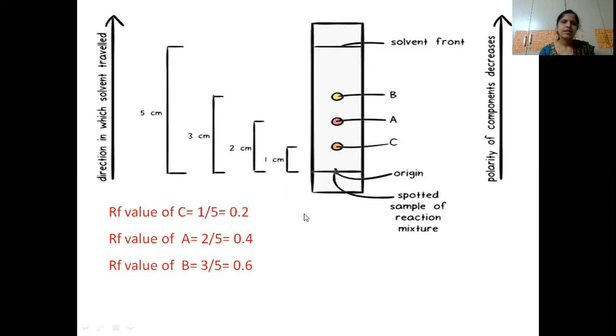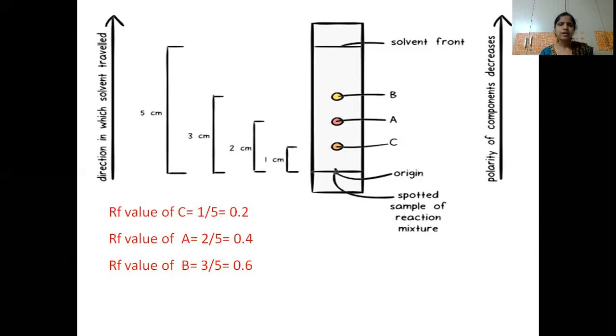Then similarly for component A. The distance traveled by component A is 2 centimeters, so it will be 2 divided by 5, which is 0.4. Then for B, the distance traveled by component B is 3 centimeters, as we have measured here. So 3 divided by the distance traveled by the solvent front, which is 5. So 3 by 5, which is 0.6. This is how we have to calculate the RF values after doing the chromatography experiment.